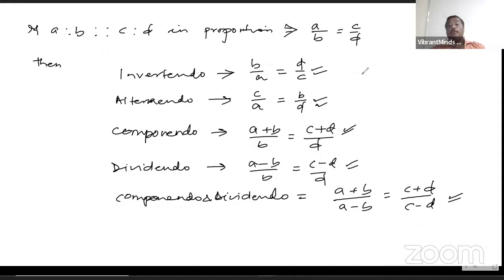And you might have heard about this in your engineering. We are using componendo and dividendo very often. Okay, go ahead. Let's go to the next.